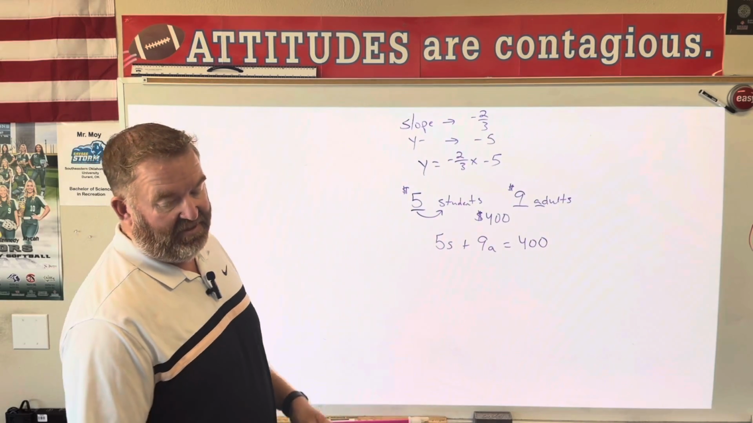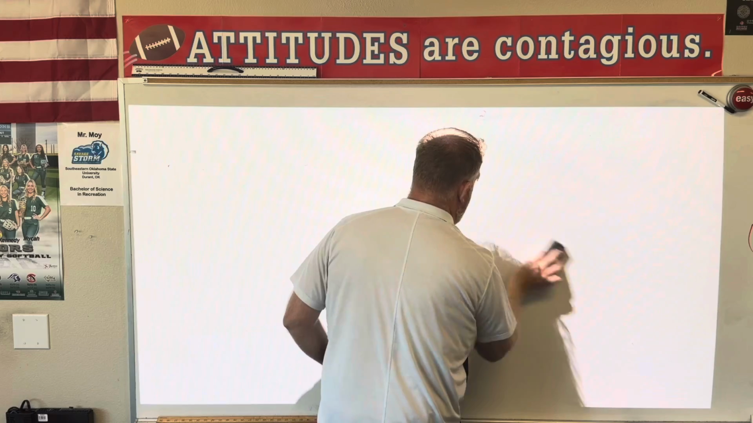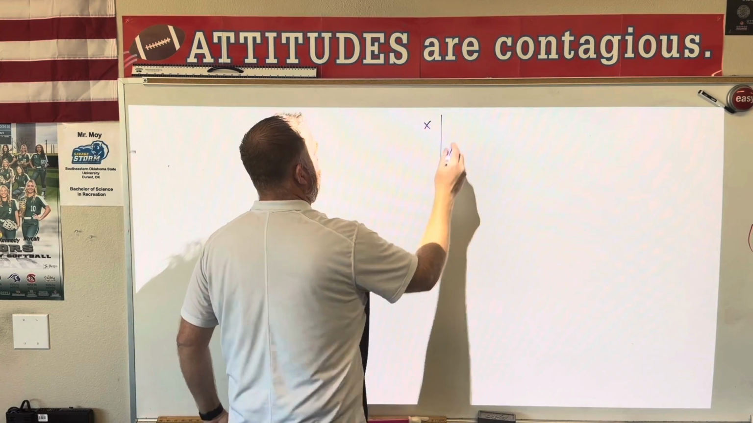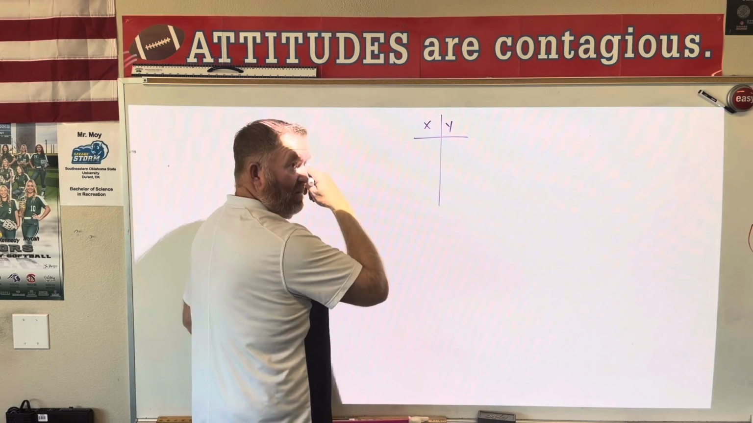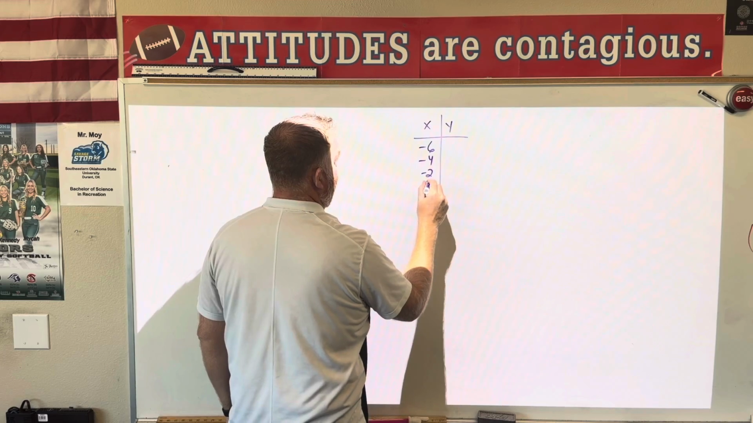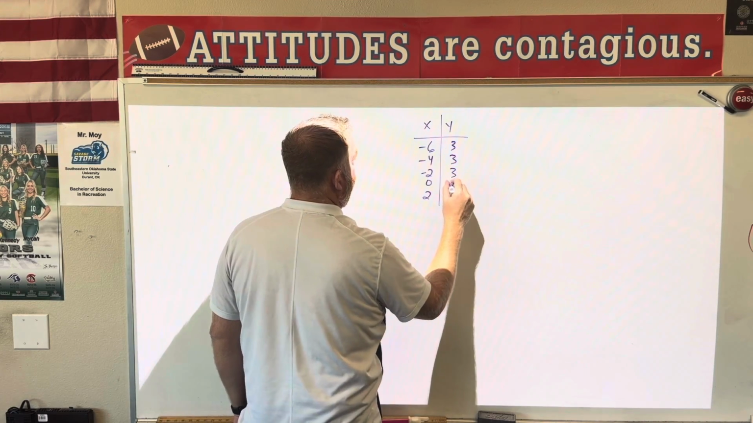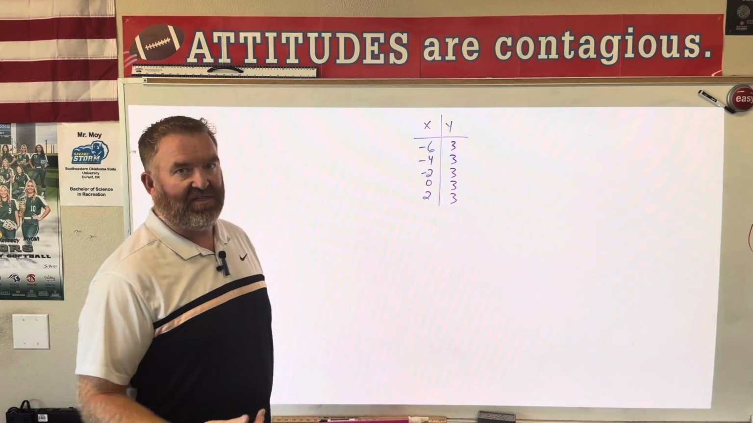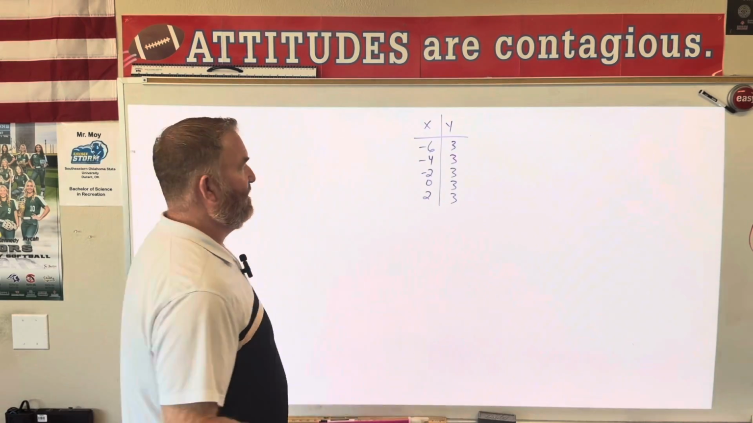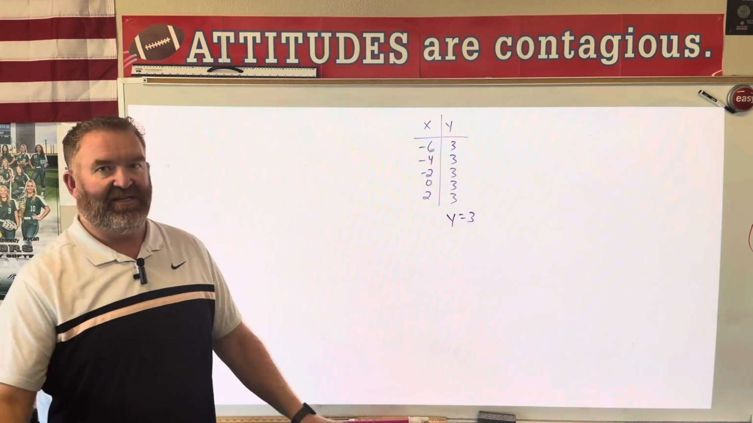Number 5 looks just like the other one, but here's the difference. I have the XY table, and let's say I've got -6, -4, -2, 0, and 2. And then let's say this side is 3, 3, 3, 3, 3. Well, obviously, what do you notice? All the y's are 3. So my equation is just simply y equals 3. That's all it is. That is it, okay?